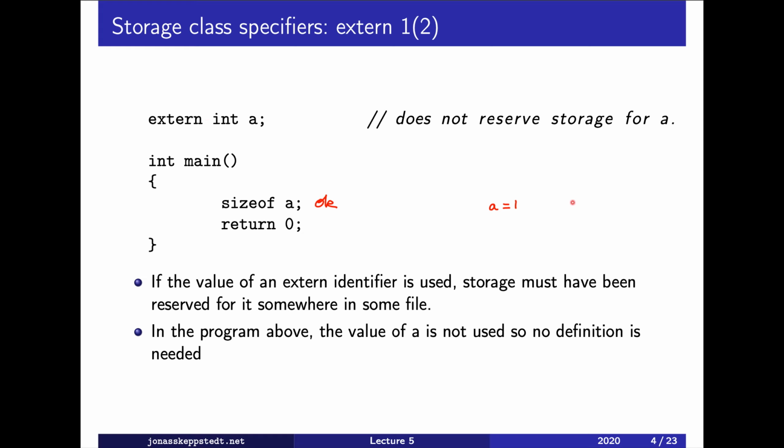And the same, if we read it, then also somebody has to reserve memory for A. So with only this, the program will not work, at least not in a portable way. So we have to remove that, or remove the extern.